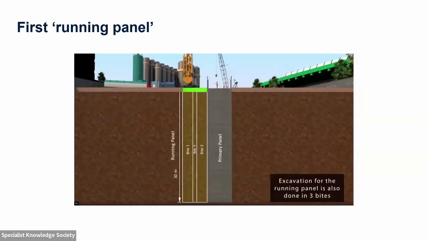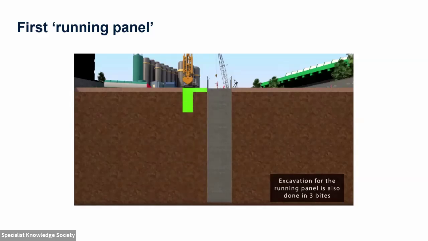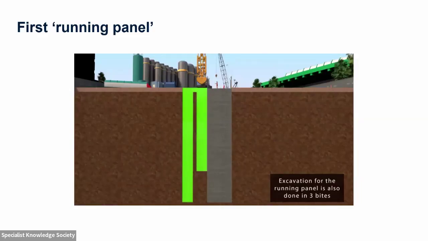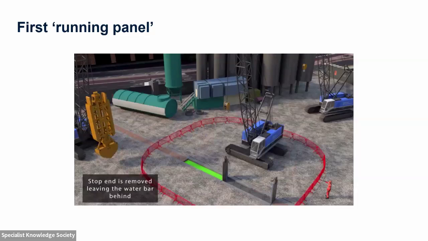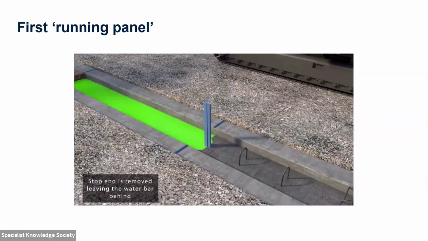Once you've constructed your first panel in the ground, you can then start thinking about constructing your second panel. So again, you'd carry on with the now running panel, which has these 3 bites again. So a similar kind of width panel, 6.5 metres. You build the bite furthest away from the original panel you constructed. Then you build one close to, and then take out the bit in the middle. This is where you now lift out your stop end. So you can remove your stop end that you put in from your previous panel and leave your water bar in place.